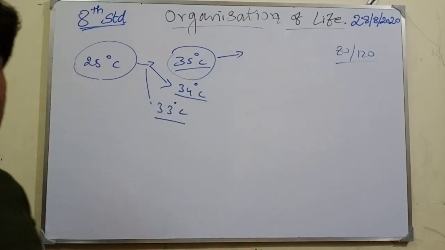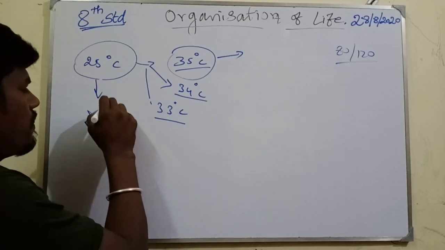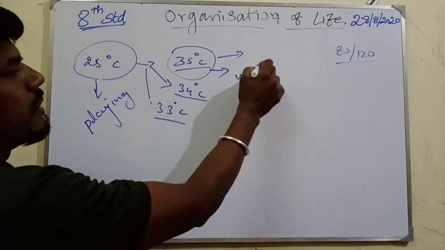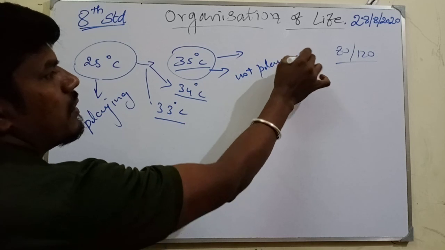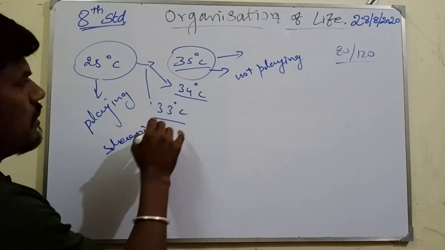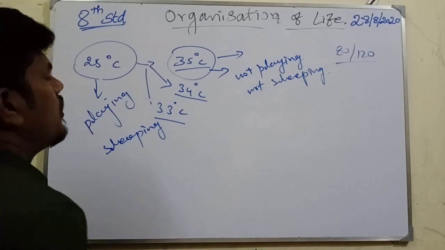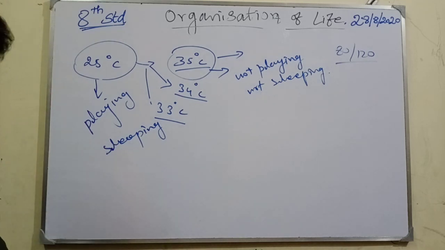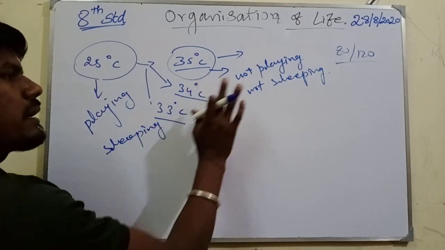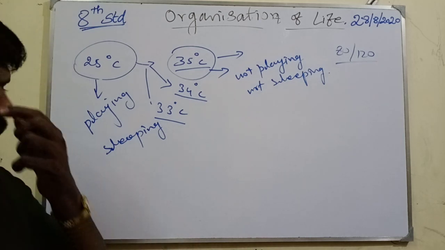Entire behavior and physical activities will change. Before, you were playing actively, but after 35 degrees you are not playing. Yes or no? Before, you were sleeping well, now not sleeping. Before, you were not taking any tablets, but now you want to take tablets. Yes or no? So we can call it physical and chemical process, physiological function, and then behavior.